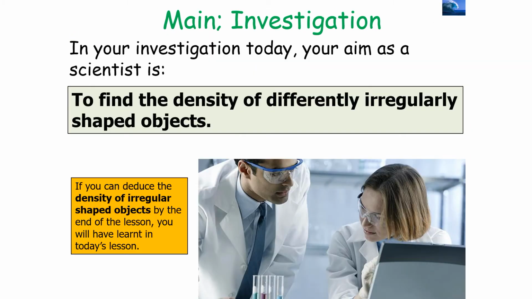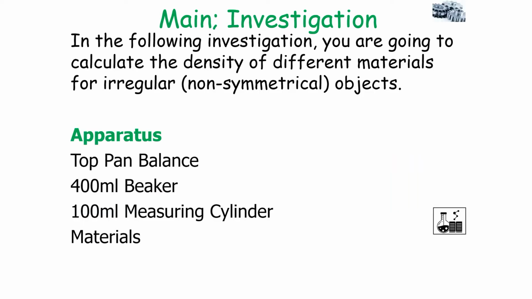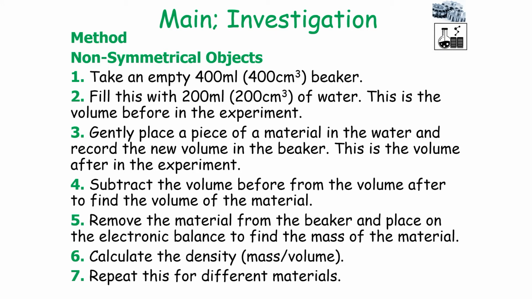Now we can also do this to find the density of different irregularly shaped objects by using a top pan balance, a 400ml beaker, a 100ml measuring cylinder and some materials. So you would take an empty 400ml beaker, fill it with 200 centimeters cubed of water, which is the volume before in the experiment. You then gently place a piece of material in the water and record the new volume in the beaker. That's the volume after in the experiment.